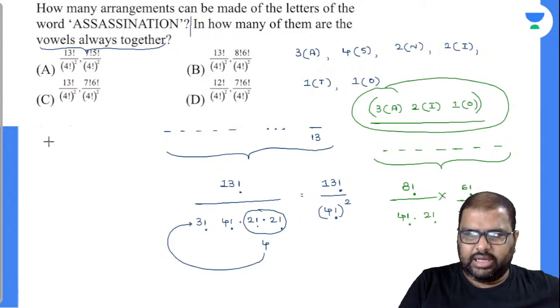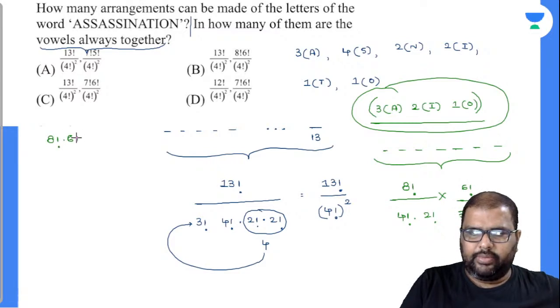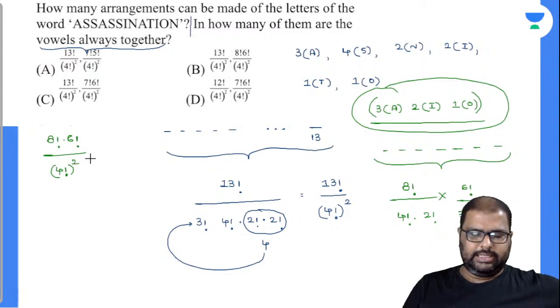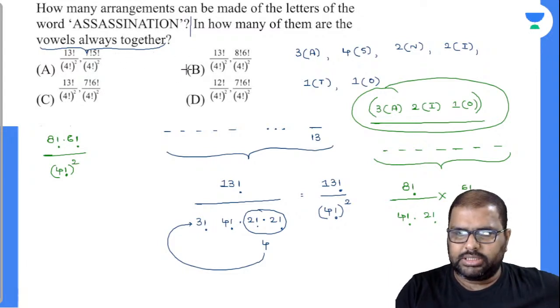Now finally the answer will be 8 factorial into 6 factorial. The denominator can be written as 4 factorial whole square. 4 factorial whole square. Hope I'm clear regarding this. Done. My option is B option.